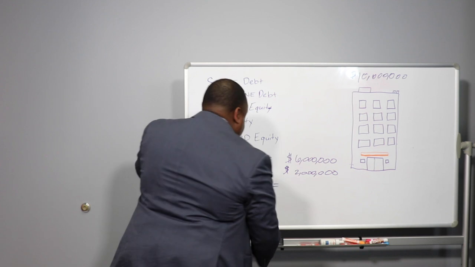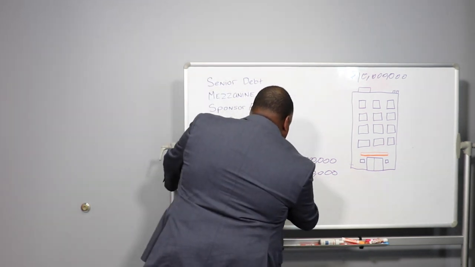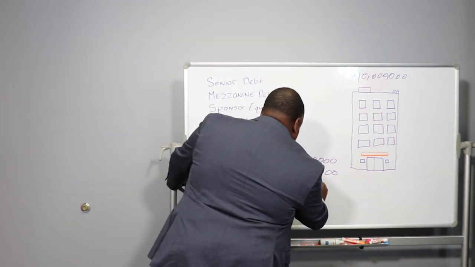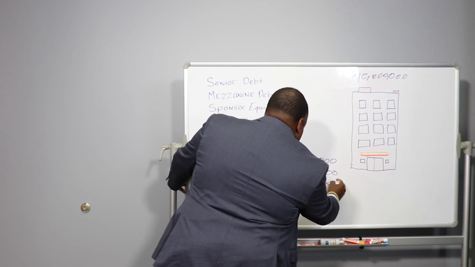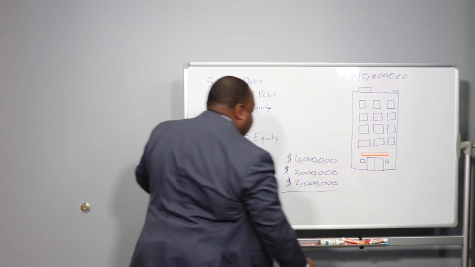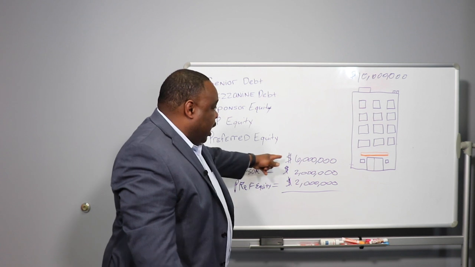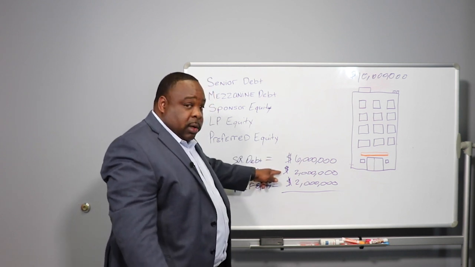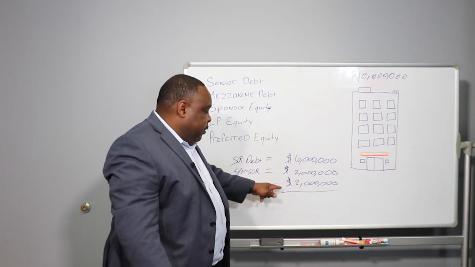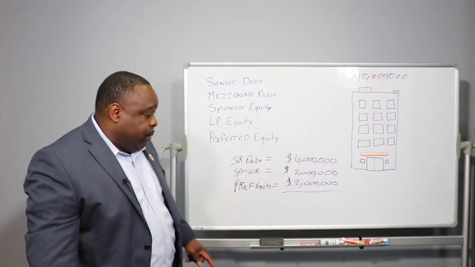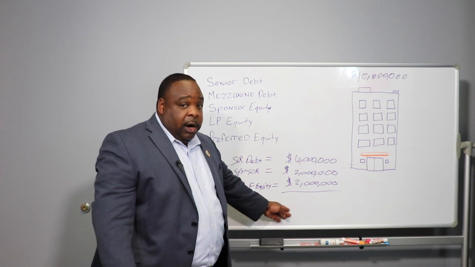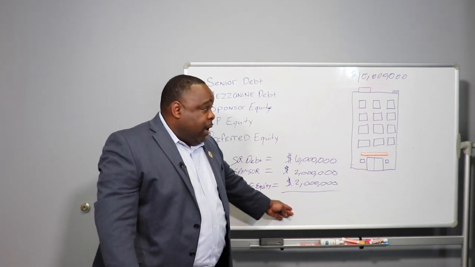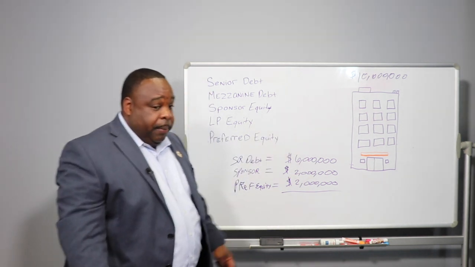So in this case, we could come in with pref equity of $2 million. And that completes our capital stack. The $6 million of senior debt plus the $2 million of sponsor equity and then $2 million of pref equity can give us our entire capital stack so that we can deliver that project.